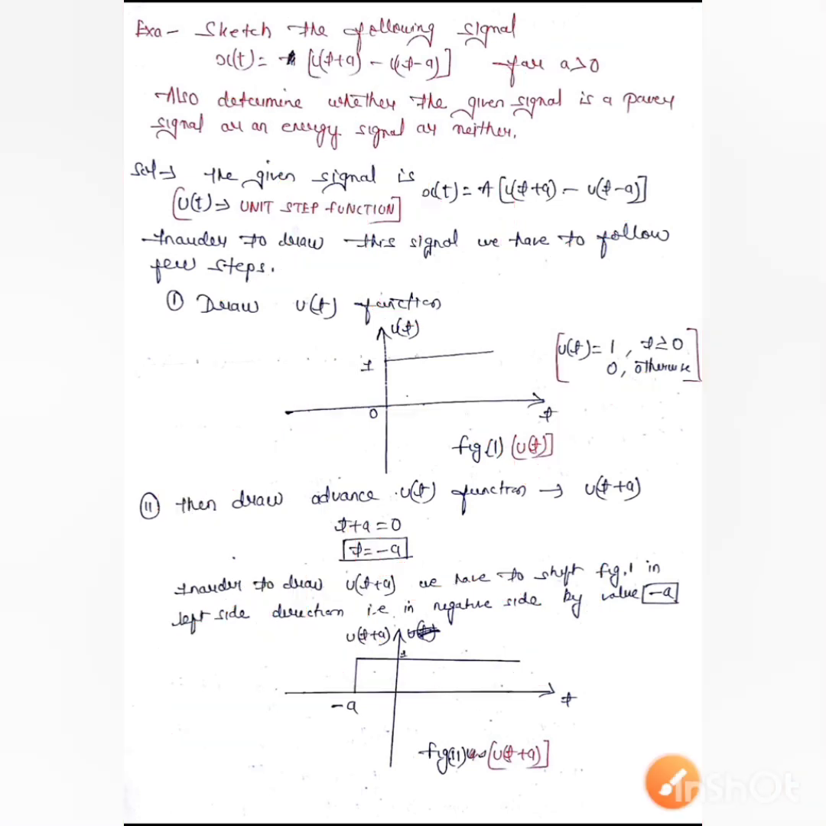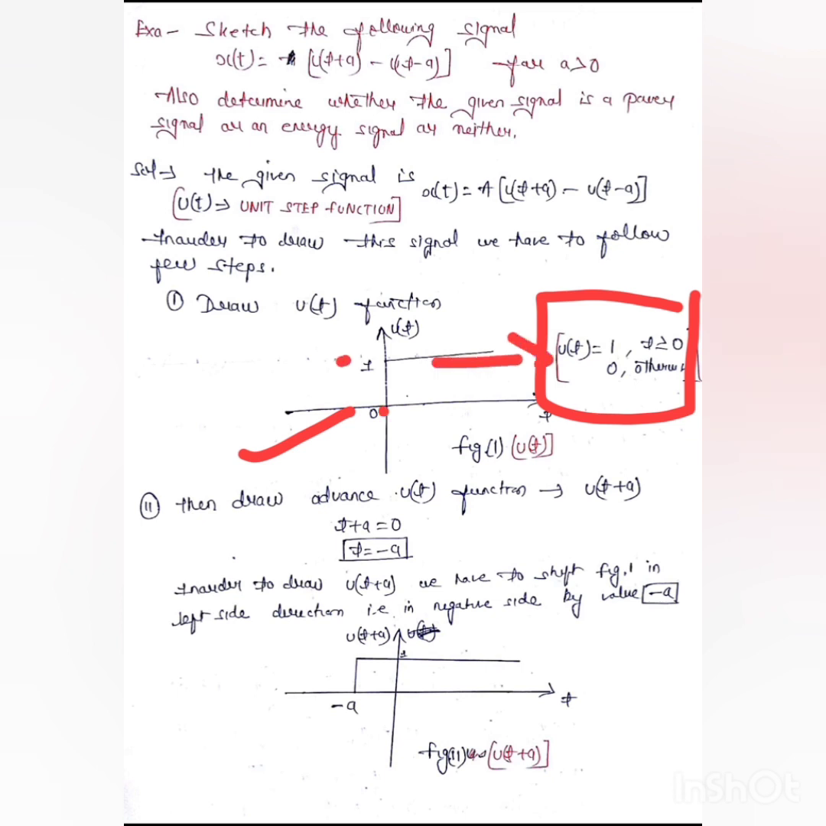First of all we have to draw the u(t) function. As already explained, the unit step function has the value 1 when t is greater than or equal to 0 and 0 otherwise. That means this is the figure for the u(t) function. The simple u(t) function has value 1 from 0 till infinity.